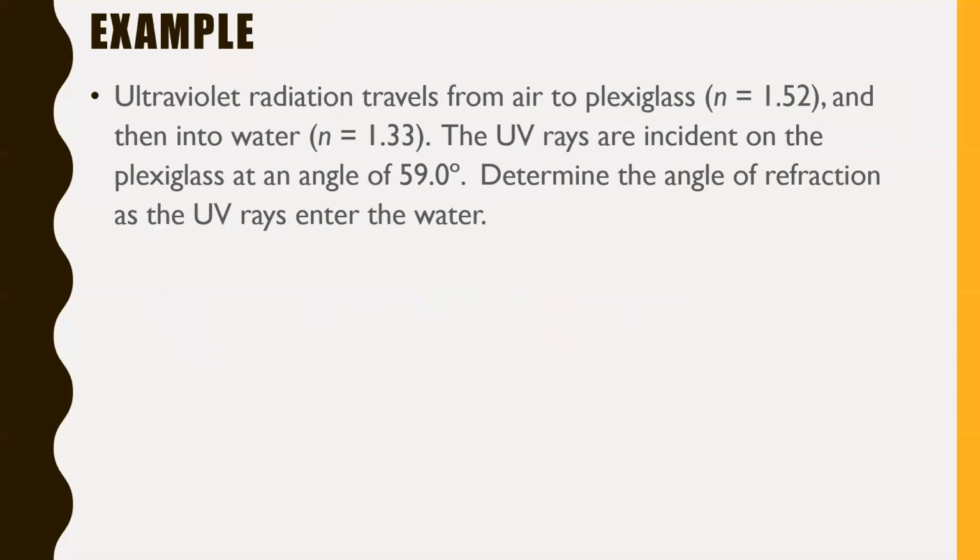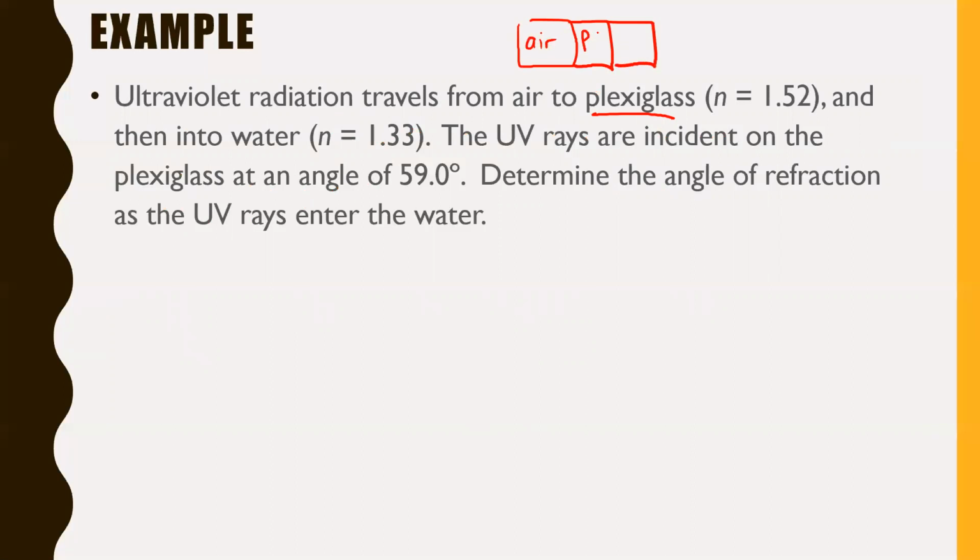Next one: ultraviolet radiation travels from air to plexiglass, and it tells us N is 1.52, clearly talking about plexiglass, and then into water, N is 1.33. The UV rays are incident on the plexiglass, so that's the first surface, at an angle of 59.0 degrees. Determine the angle of refraction as the UV rays enter the water. I think the first thing we should do is find our angle of refraction after it enters the plexiglass.